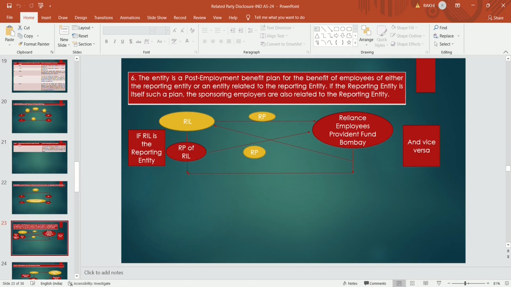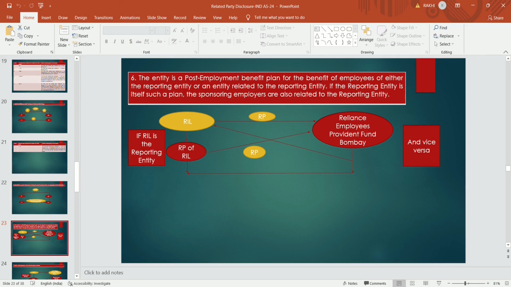Now next is where the entity is giving a post-employment benefit plan for the benefit of the employees of either the reporting entity or an entity related to the reporting entity. If the reporting entity is itself such a plan, the sponsoring employers are also related to the reporting entity.